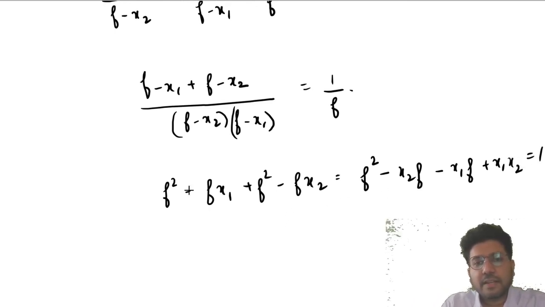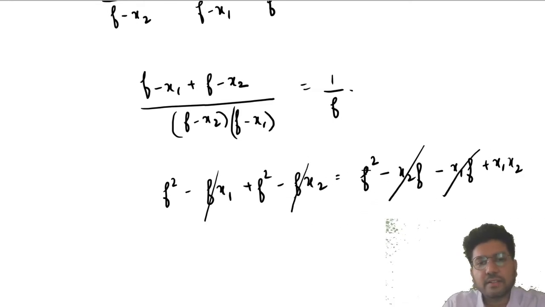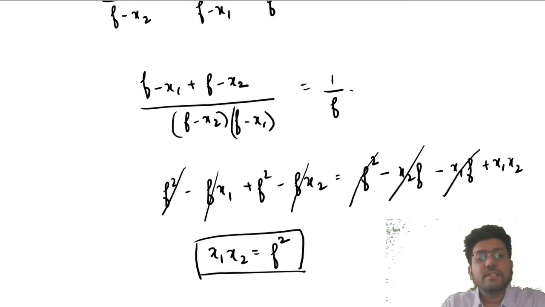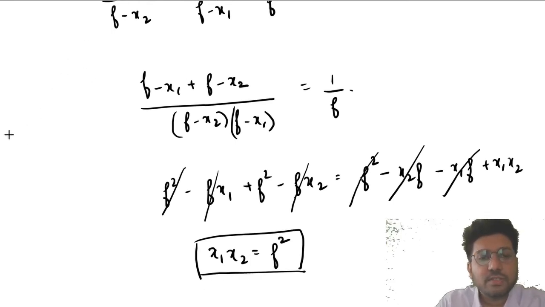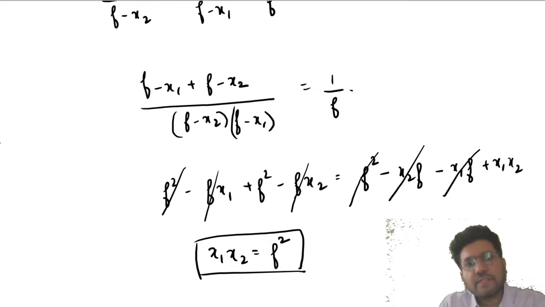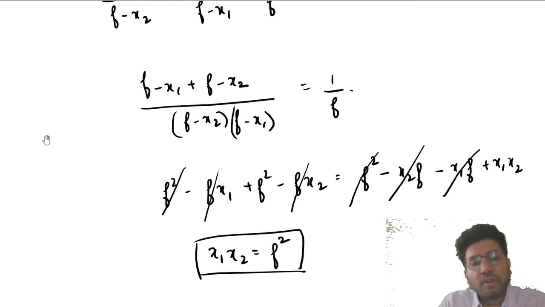So from here I can see that minus fx1 cancelled, minus fx2 cancelled, 1 f square getting cancelled. From this you are getting x1 x2 is equal to f square. This is Newton's relation, Newton's formula in optics. That is, when object distance and image distance are measured from the focus instead of the pole, then the formula for object and image distance becomes x1 x2 is equal to f square.